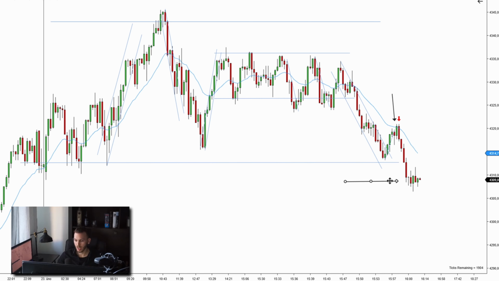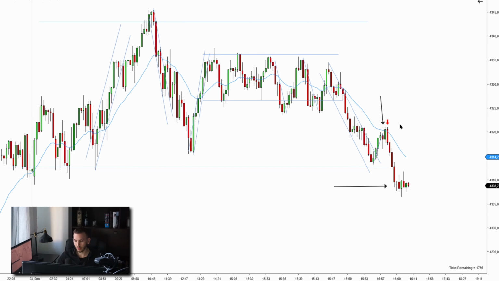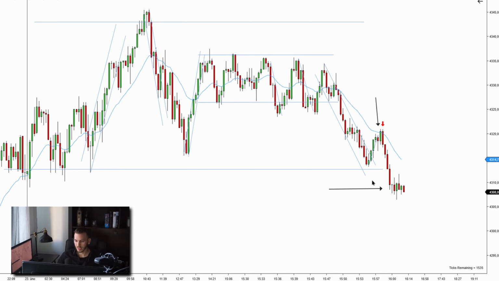So this was a great first trade for the day. Really textbook price action that anybody can spot. So I'm glad we managed to catch this first one, and we'll see if we can get decent entries.